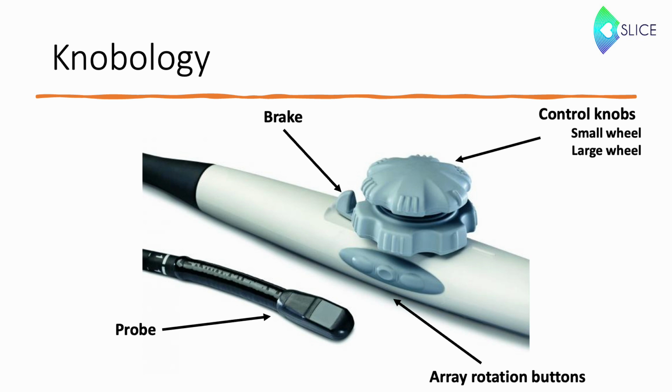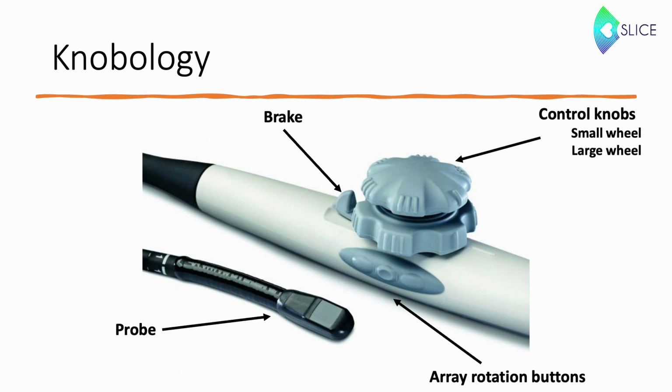Let's move on to knobology. Every TOE probe has two wheels, a small wheel on the top, which moves the probe tip left or right, and a large wheel, which controls anteflexion or retroflexion of the tip. To lock the tip in position, you can use the brake button. However, caution is necessary as improper manipulation while the lock is on, especially in the esophagus, can be dangerous.